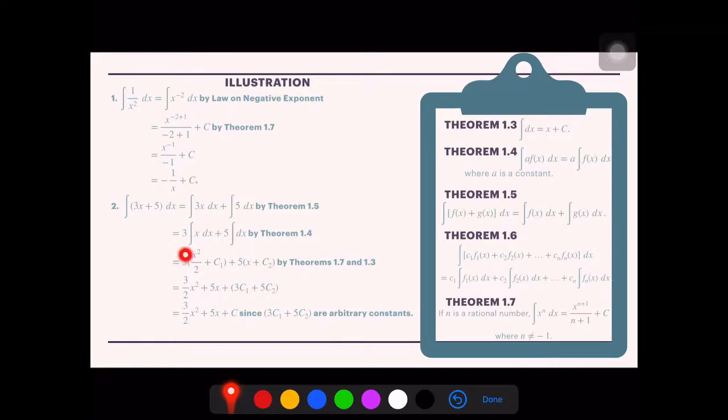Distributing now the constants, we'll have 3 times x squared all over 2 plus 3c1 plus 5x plus 5c2. Rearranging the terms, we can now have 3 over 2 x squared plus 5x plus c. Indeed, we can generalize the constant here by having c instead of 3c1 plus 5c2. Because anyway, our c's here are constants, so when we multiply the other constants 3 and 5, the answer will still be constants.